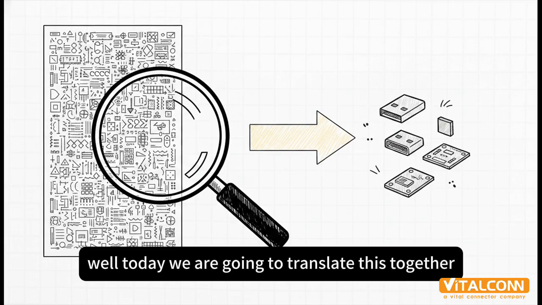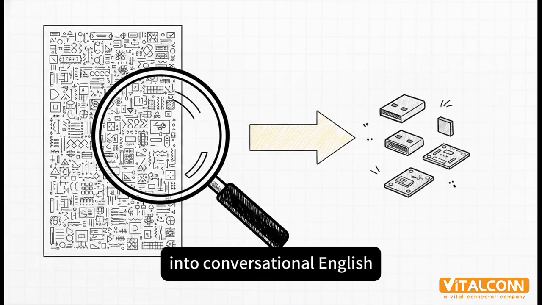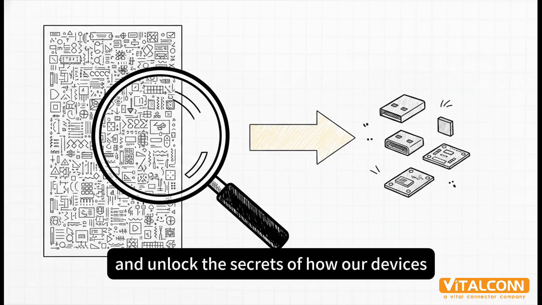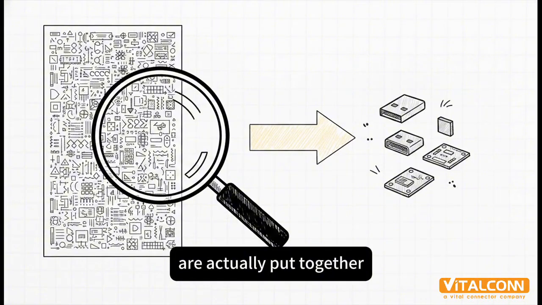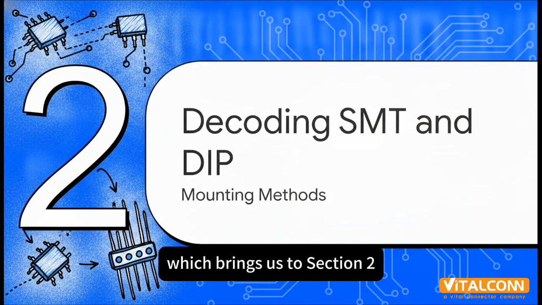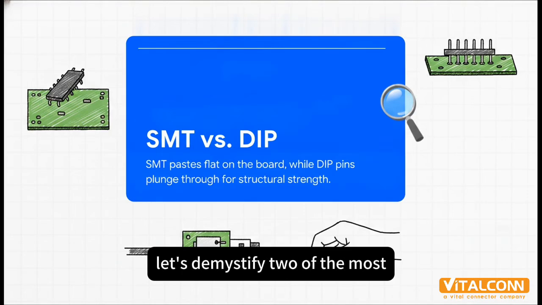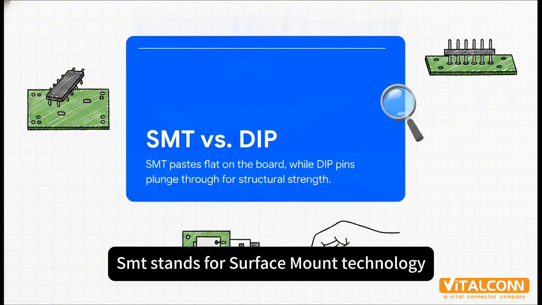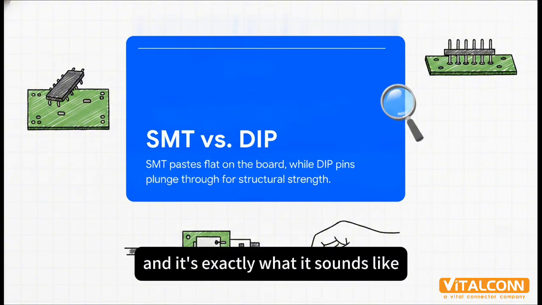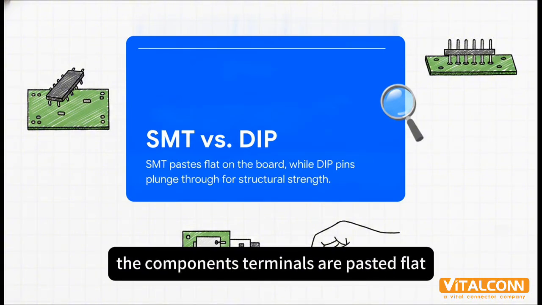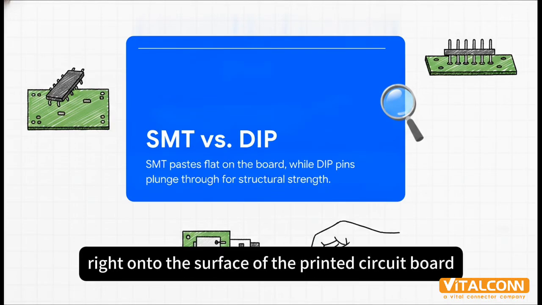Well, today we are going to translate this together into conversational English and unlock the secrets of how our devices are actually put together. Which brings us to Section 2, decoding SMT and DIP. Let's demystify two of the most absolutely crucial acronyms in circuit board manufacturing. SMT stands for Surface Mount Technology, and it's exactly what it sounds like. The component's terminals are pasted flat right onto the surface of the printed circuit board.